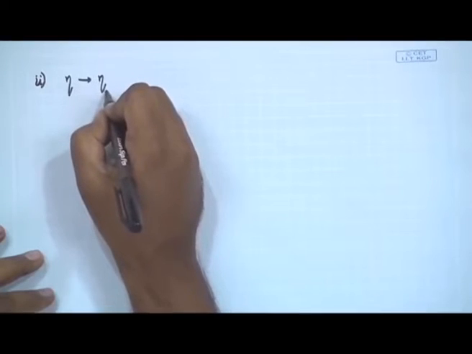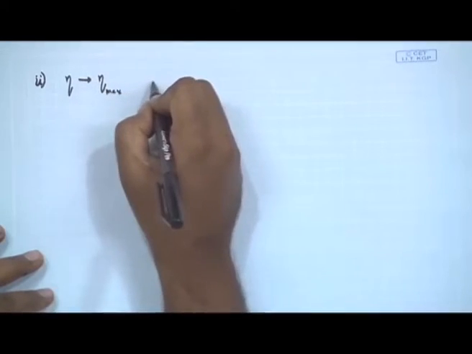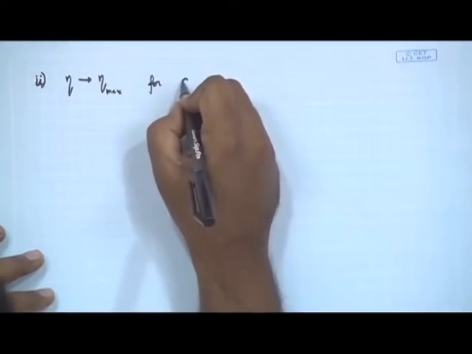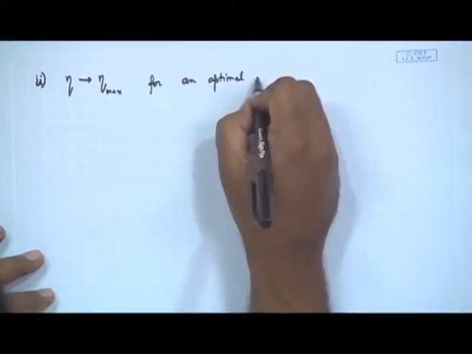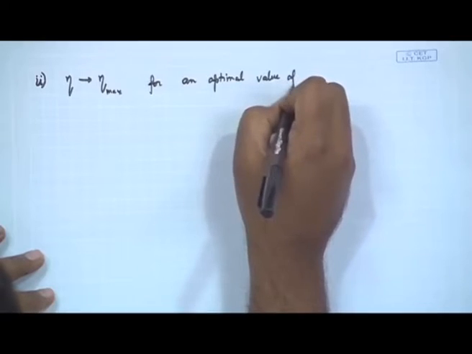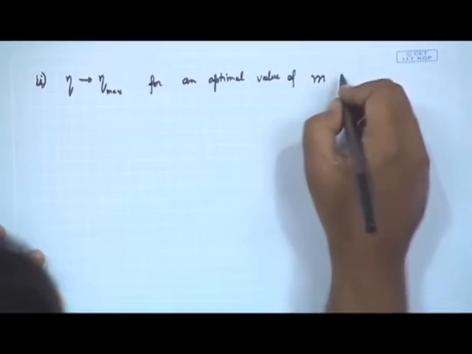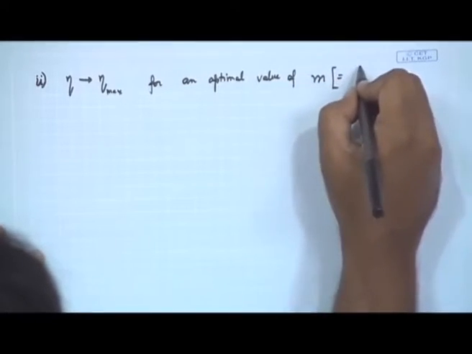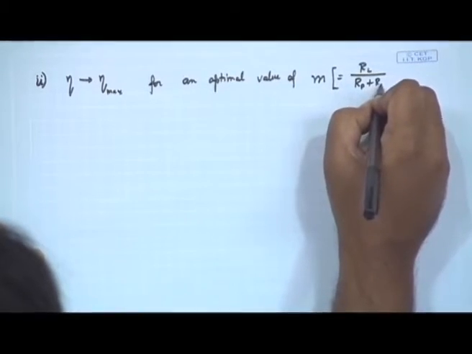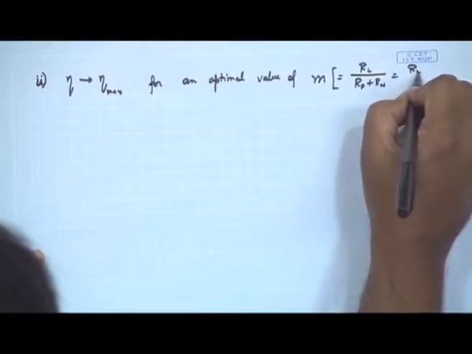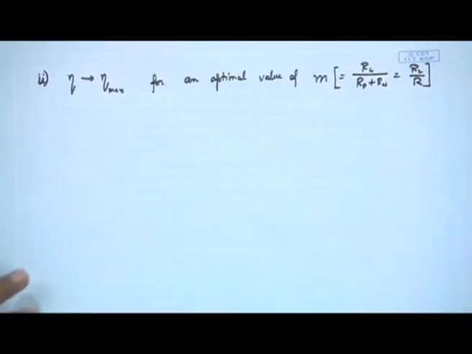So, eta will tend to eta max for an optimal value of m. Okay, m, again let us recall, is RL over Rp plus Rn, or RL over capital R. Clear?